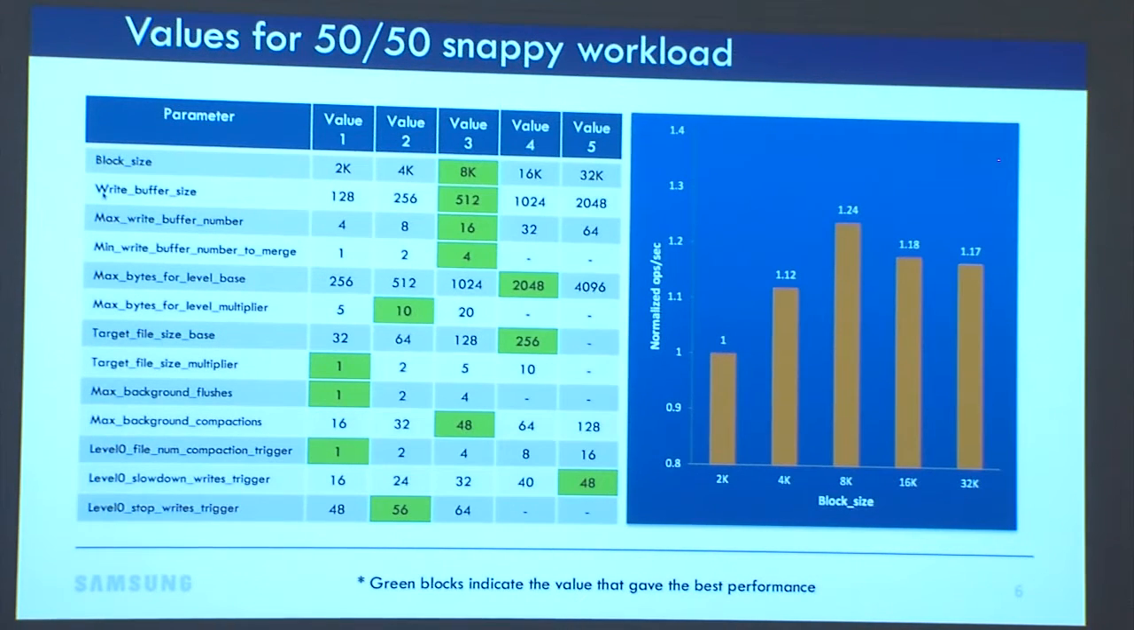So this is some workload data that we have. For a 50/50 snappy workload, we started off with block size, which contains multiple values, 2K, 4K, 8K, 16K, and 32K. As we ran our experiments, we identified that 8K gave the best results in our setup. The basic idea is to obtain something like a bell curve. The graph on the right is normalized operations per second data, and that's the reason we selected 8K for this. Similarly, we did this for around 24 parameters.